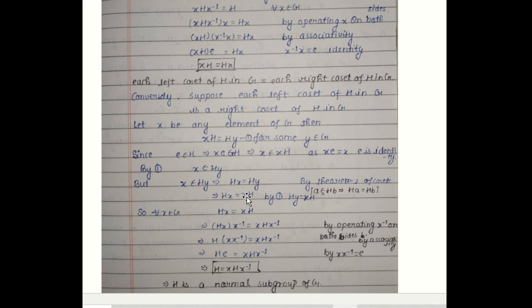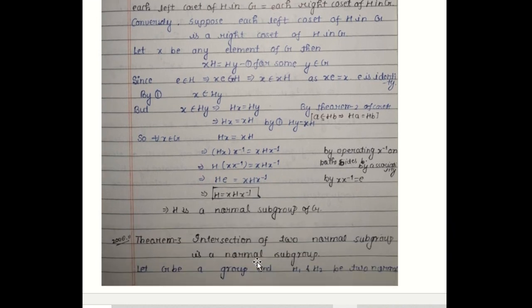By the theorem of cosets, if a belongs to Hb, this implies Ha is equal to Hb. This is an important theorem of cosets. So by using that theorem, we can say that Hx is equal to xH for all x belonging to G. Now post-multiplying both sides of this equation by x inverse and using associativity on the left-hand side, we get He is equal to xHx inverse, and easily we have H is equal to xHx inverse. By theorem 1, if this happens for a subgroup, then that subgroup is a normal subgroup. So H is a normal subgroup, and the converse part is proved.